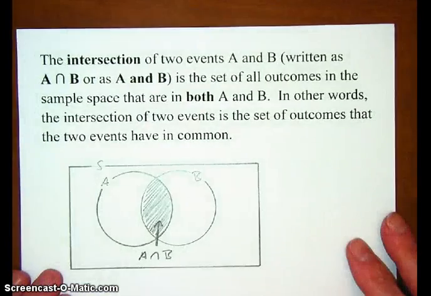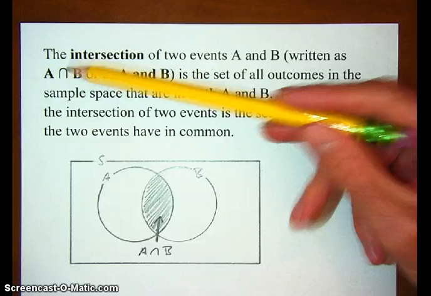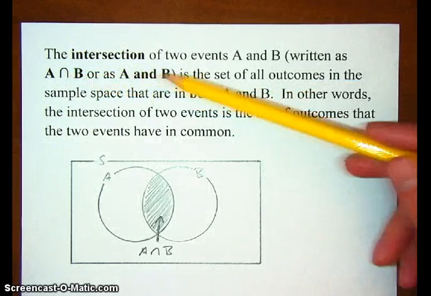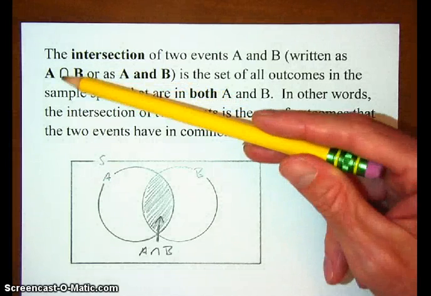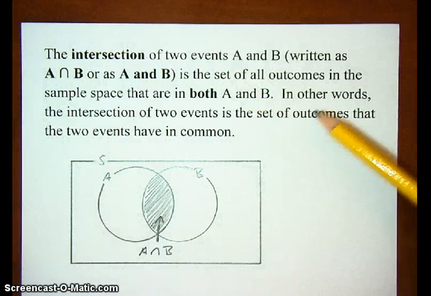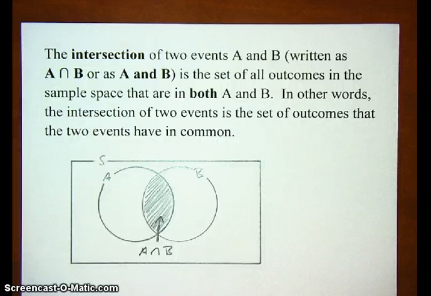Next, we're going to look at the intersection of 2 events. If you have 2 events, A and B, their intersection is written like this: A with a sort of upside down U, and then B, or as A and B. And if you see that, just think A and B whenever you see it. This is the set of all outcomes in the sample space that are in both A and B. In other words, the intersection of 2 events is the set of outcomes that the 2 events have in common.